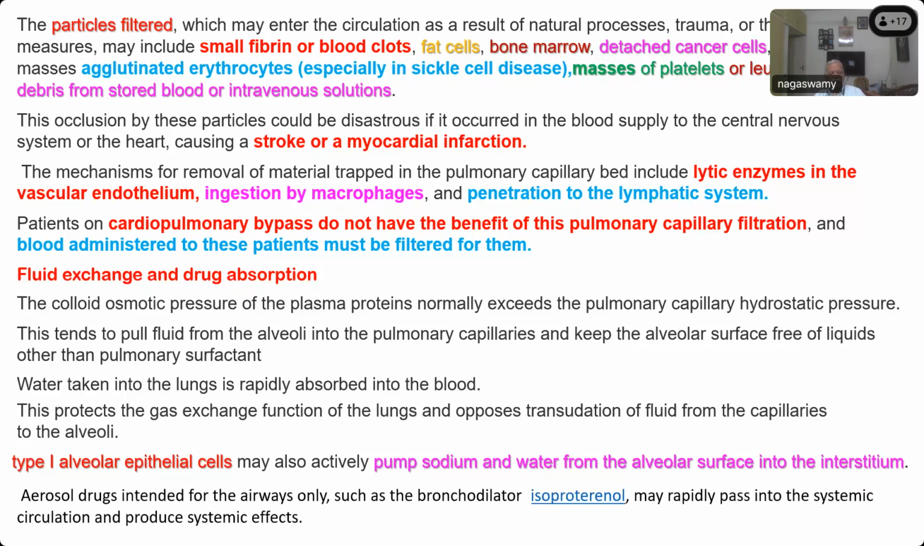intended for airway only, such as a bronchodilator, may rapidly pass into the systemic circulation and produce systemic effect. The lungs are frequently used as the route of administration for all inhaled anesthetic agents. That is also a non-respiratory function.